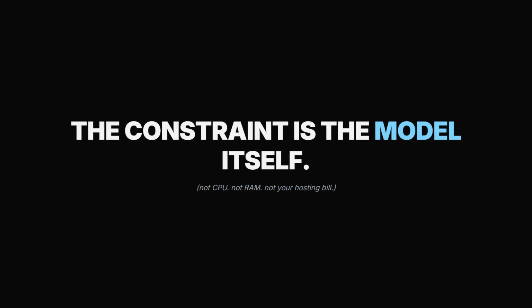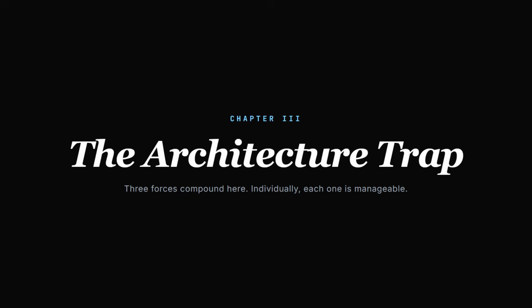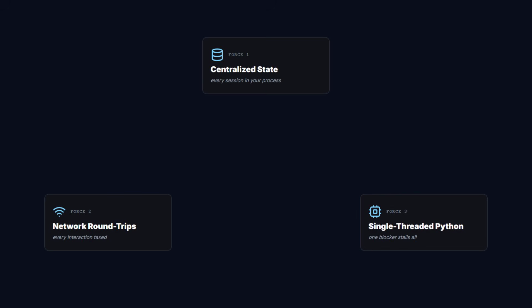They assume scale problems will be solved by buying a bigger server, the way most Python problems eventually get solved. For Flet, that assumption is wrong. The constraint isn't CPU. The constraint is the model itself. 3 forces compound here. Individually, each one is manageable. Together, they form a ceiling most teams don't see until they're already underneath it.